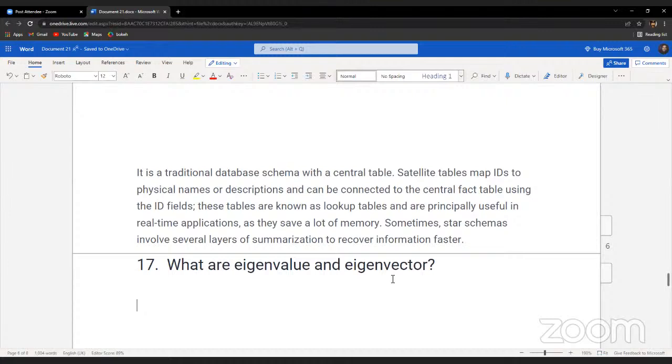As we jump into the next question, what are eigenvalues and eigenvectors? If anyone knows the answer, ping me in the chat box and we'll discuss the answer within a minute.